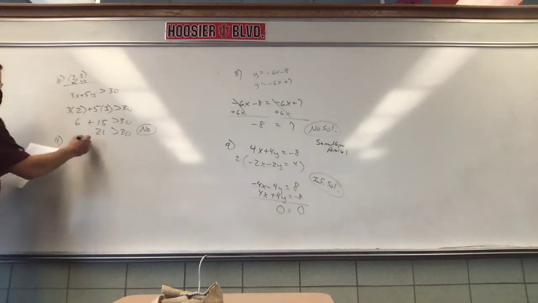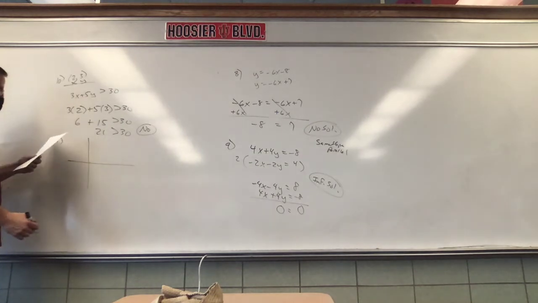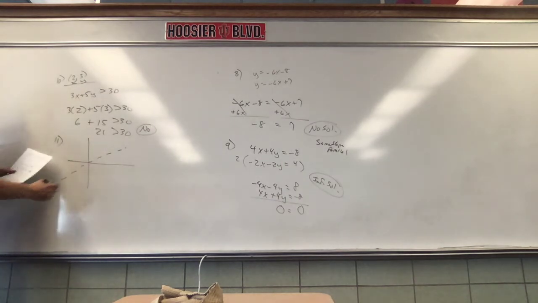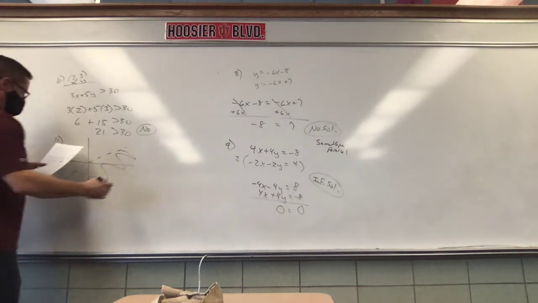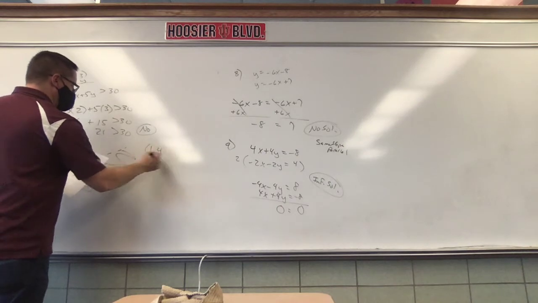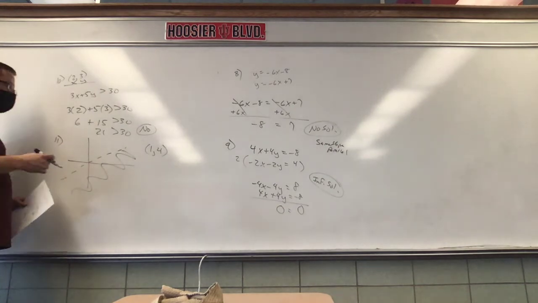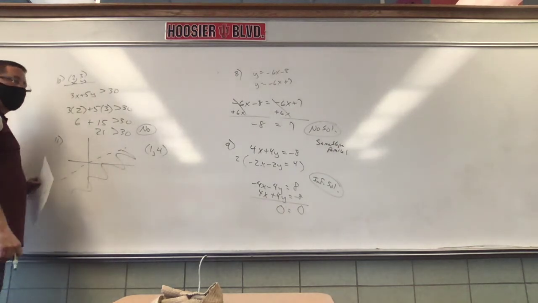All right, they give you this right here. You gotta be able to plot points. This is a very easy one if you can plot points, okay? They ask, is the point (1, 4) a solution? Who can tell me where the point (1, 4) is? And don't say up 1, over 4.